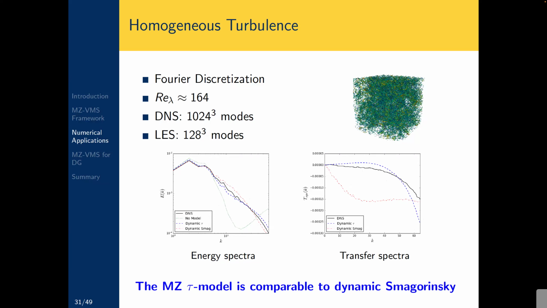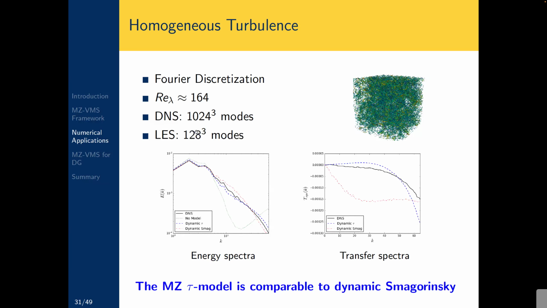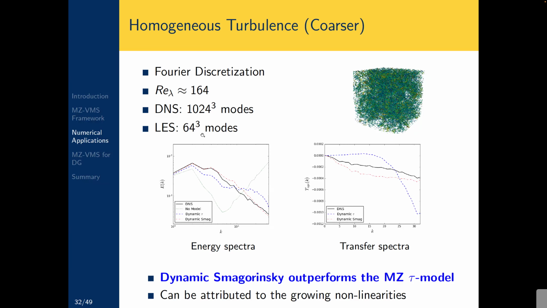And so now I'm going to move to highlighting a deficiency of MZ. I'm going to take that exact same example and look at a coarser discretization of the same problem, where the DNS is going to need 1024 cubed modes, and LES is only going to use 64 cubed modes. In the previous slide I was using 128 cubed, and now I use 64 cubed. And so now the story is a little bit different.